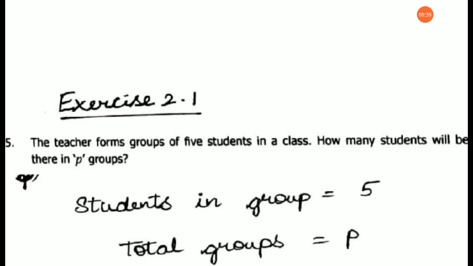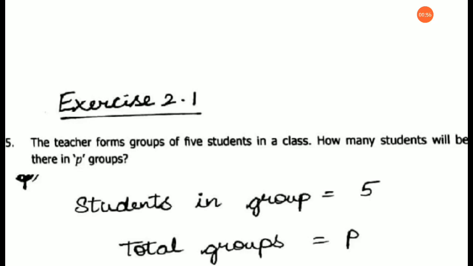Now, how to solve this sum? First, you have to write the students in each group. How many students are there in each group? According to the question, 5 students. And the total groups is equal to P. So, the question here is, how many students will be there in P groups? So, they are asking you the total strength of that class.